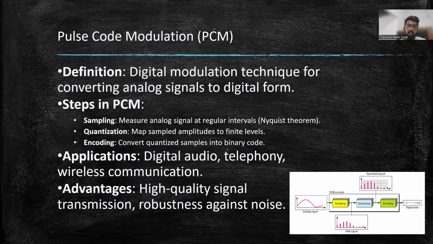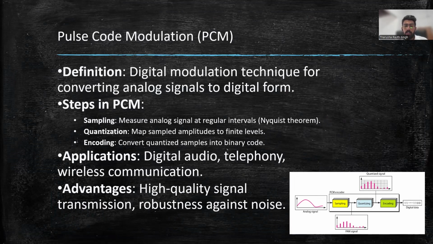So, what is PCM? Pulse code modulation is a digital modulation technique that converts analog signals such as voice or music into digital data. This process involves three main steps: sampling, quantization, and encoding. Okay, then let's move on to the steps of PCM. First one is sampling.